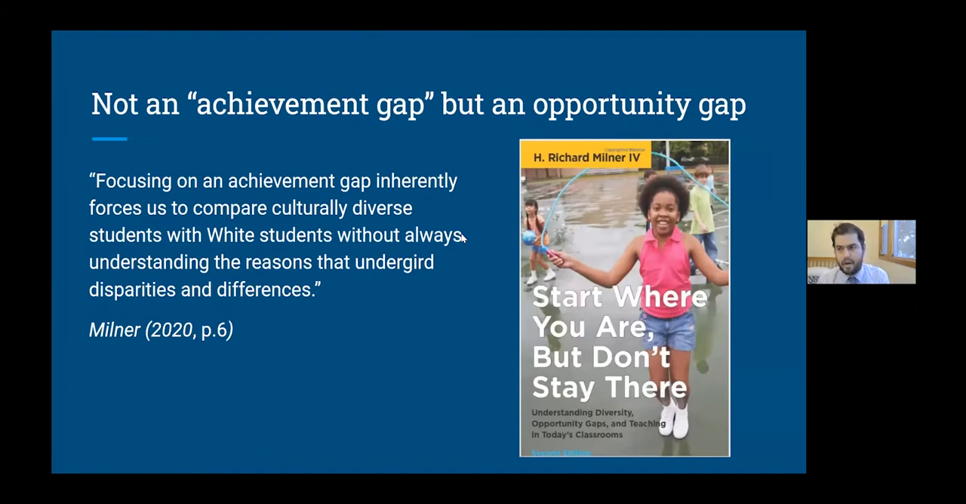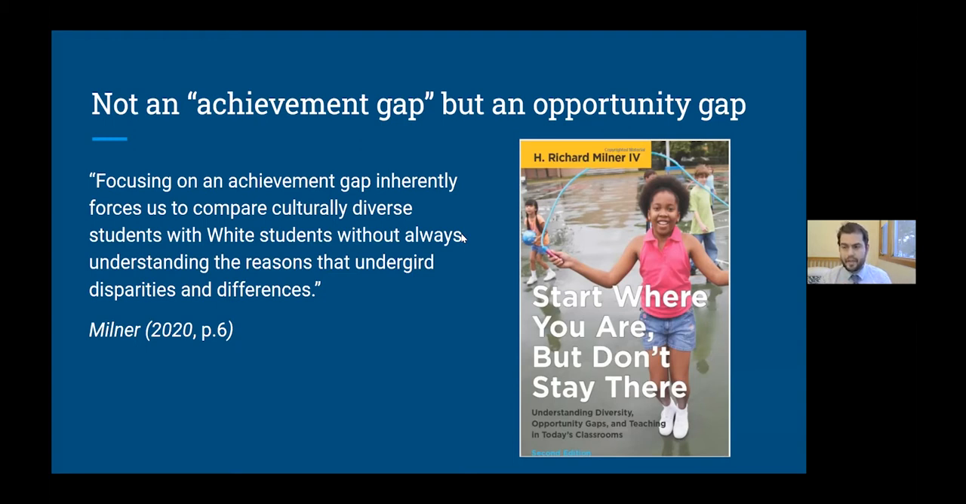In our work, we often draw on the work of a scholar named Richard Milner, who talks about the idea of the opportunity gap. In his work, he says we really need to focus not just on achievement outcomes, which are important, and we don't want to ignore differences in outcomes, but it's also really important to understand the reasons for those differences. He talks about all the ways that schools systematically discriminate against Black and Latinx students and all students of color in the way that schools are structured.